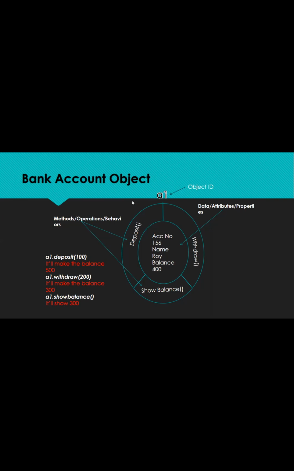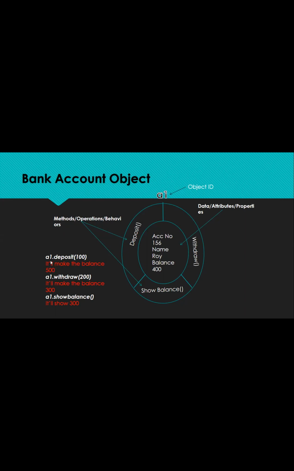Then what can this object do? The methods, or else operations, or else behaviors. It can deposit, it can withdraw, it can show the balance. So all these are what this A1 object can do. Okay, so that is known as methods.